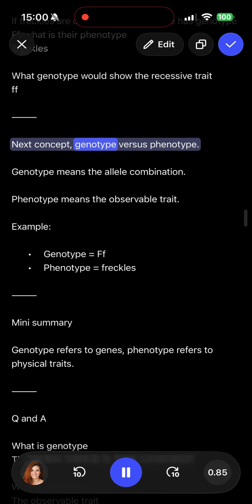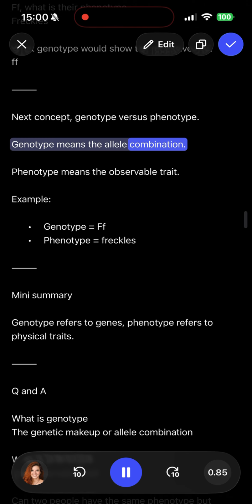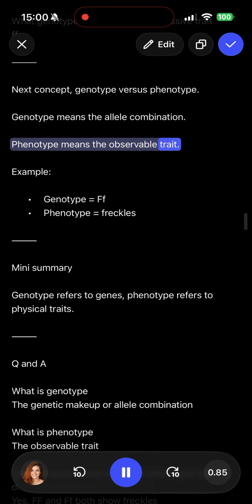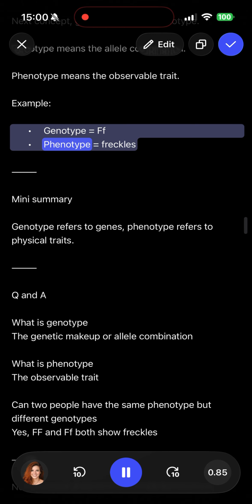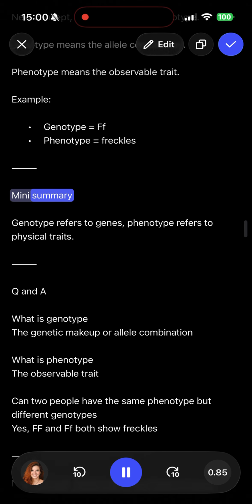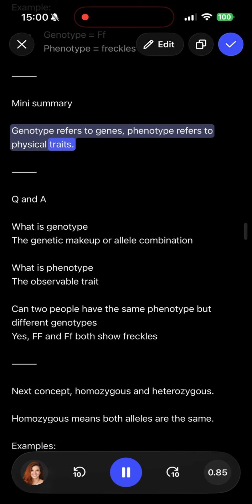Next concept, genotype versus phenotype. Genotype means the allele combination. Phenotype means the observable trait. Example, genotype equals FF, phenotype equals freckles. Mini summary. Genotype refers to genes. Phenotype refers to physical traits.